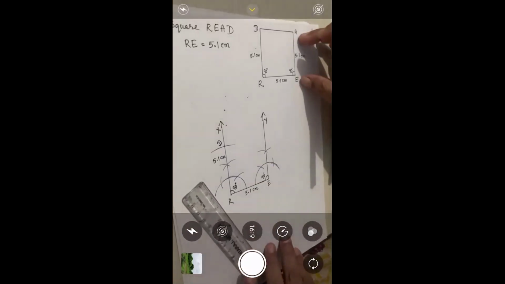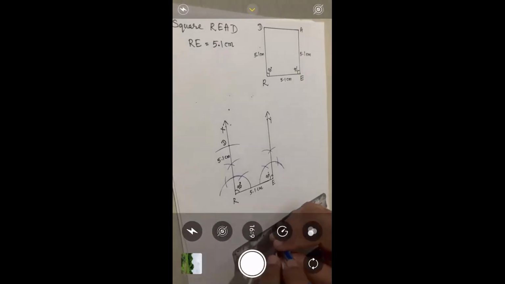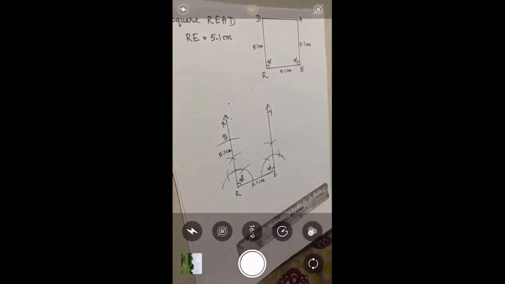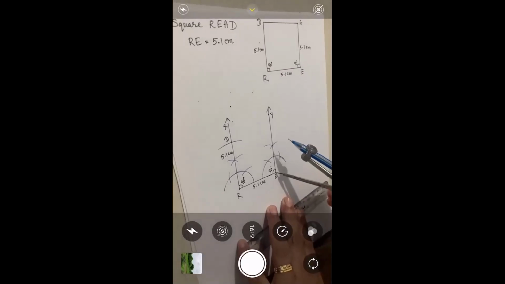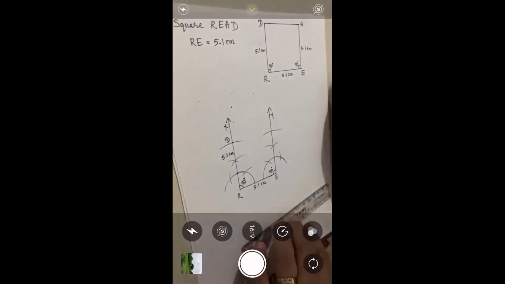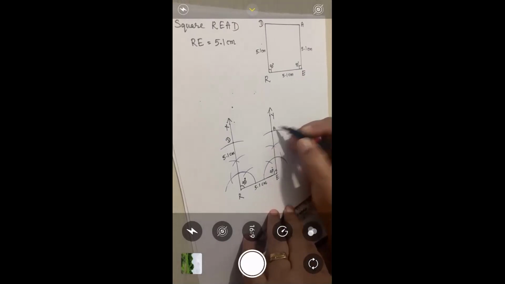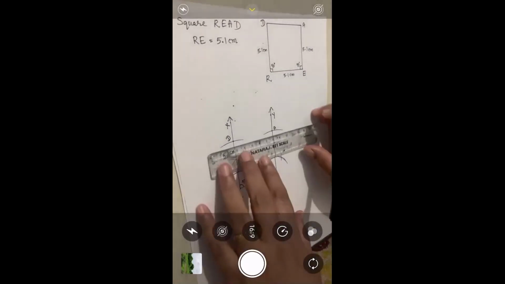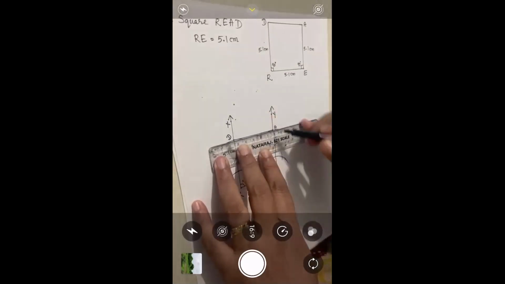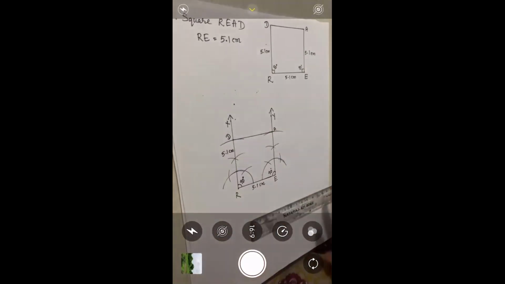Now we know the length of EA is also 5.1 centimeter. So take the radius 5.1 centimeter, with E as center, radius 5.1 centimeter. Draw an arc. What is the point of intersection? It will be A. We can name it as A. Now we have to join D and A. So joining them, we will get the line segment. So square READ is constructed.